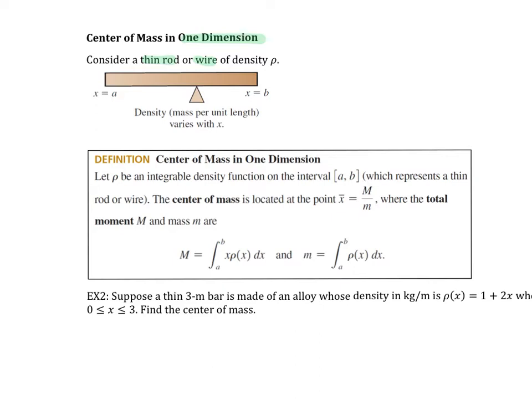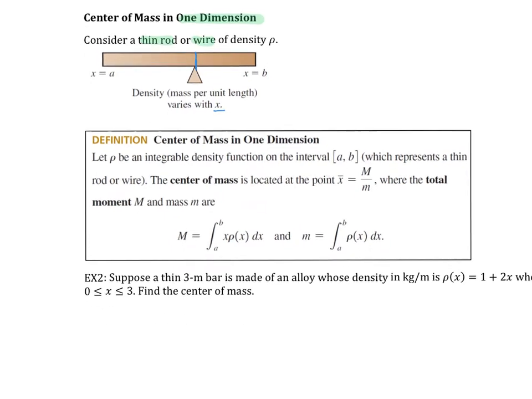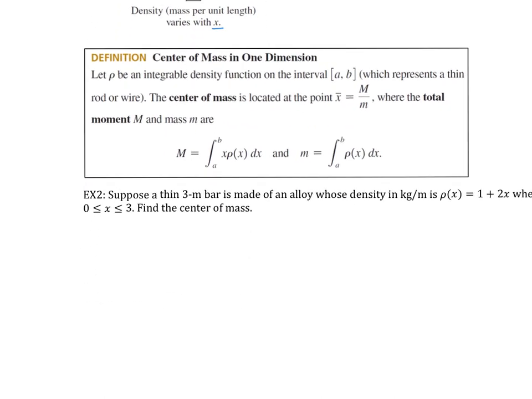So when I would place my pivot, I would place my pivot more towards the heavy side, so things are balanced. So in one dimension, we're only concerned with length. We only have one variable, so our density is going to vary just with the variable x. So since it's one dimension, we're going to integrate with respect to the density function, and it's going to be a single integral. Which brings us to the definition of center of mass in one dimension.